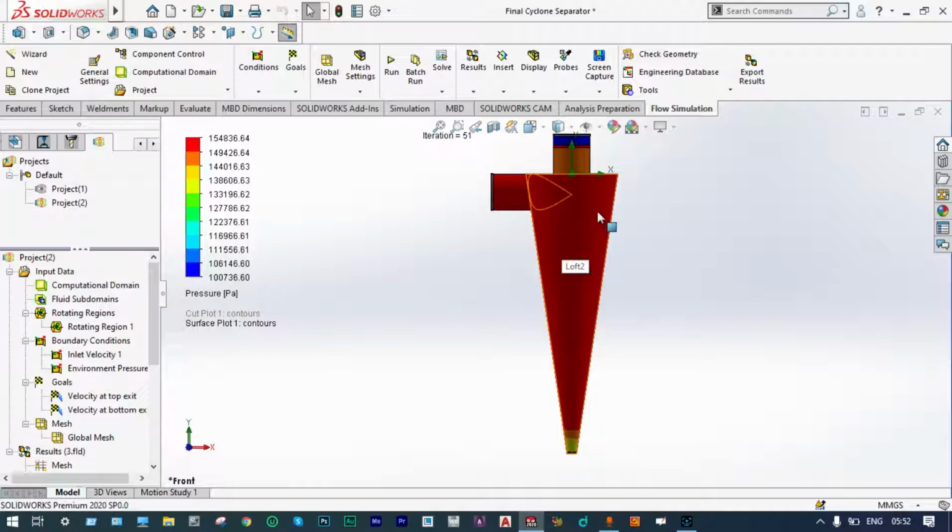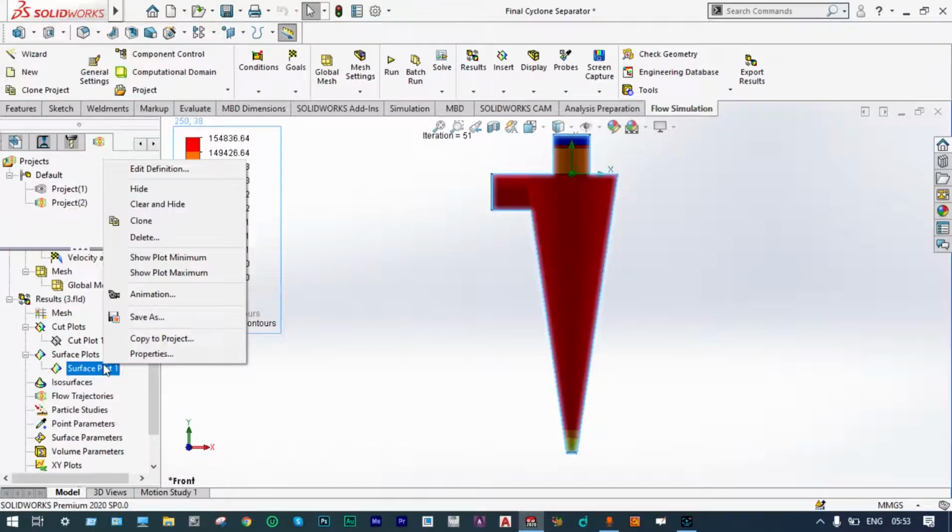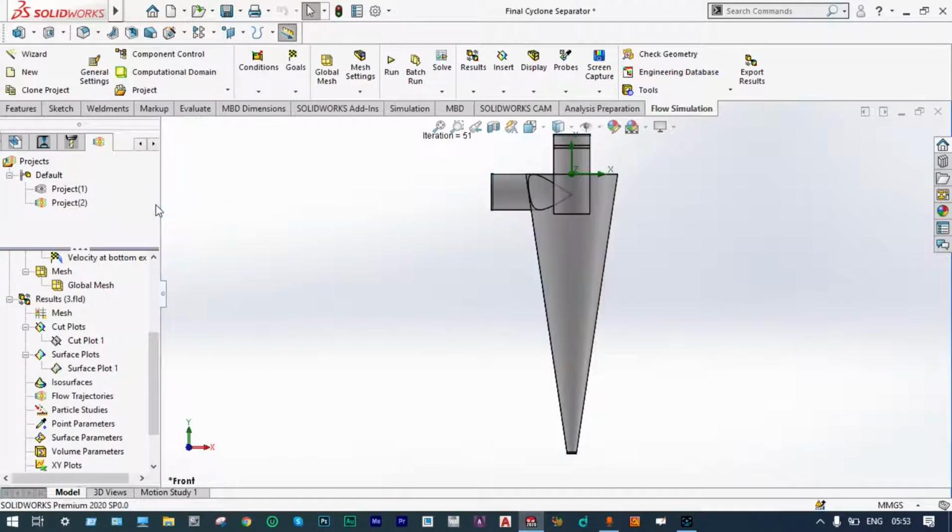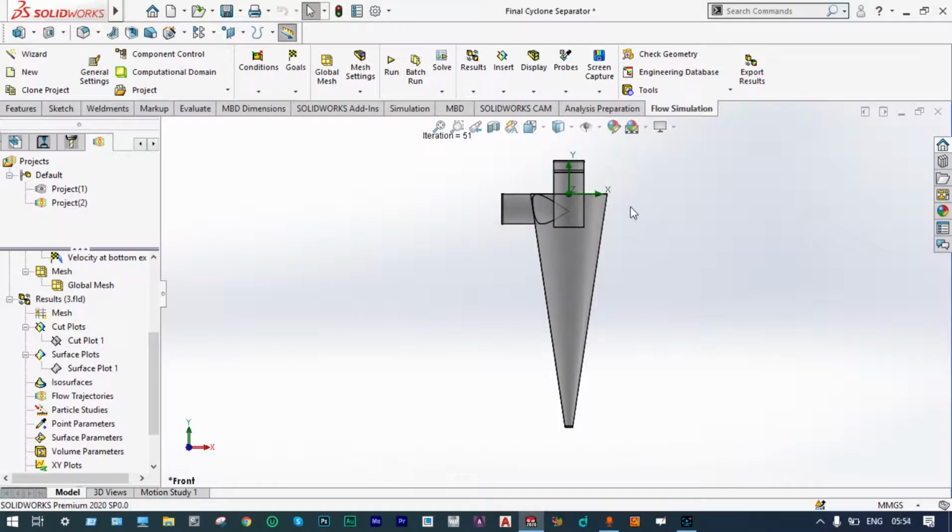Throughout this cyclone separator, pressure is very high, but at the top and bottom it is a little less. Let us clear and hide these things. Next to that, we want to show flow trajectories. We want to see the dynamics of flow particles through this cyclone separator. For seeing these things, we will cut this model from the front plane.